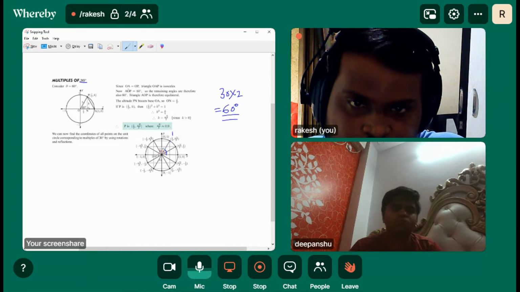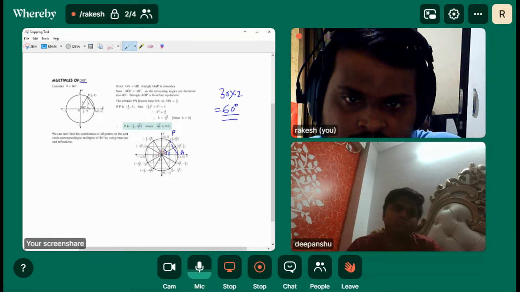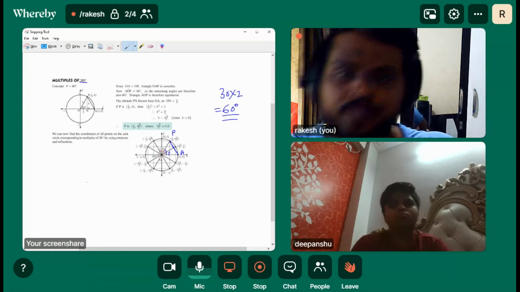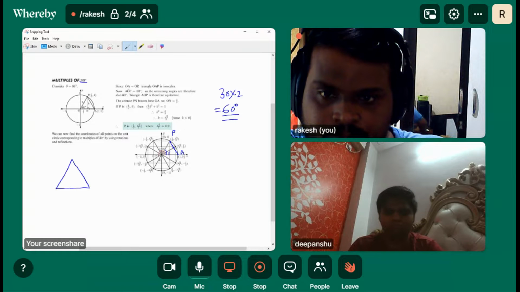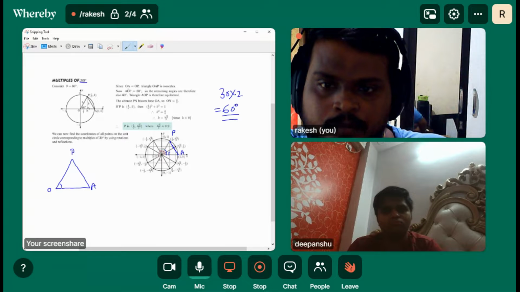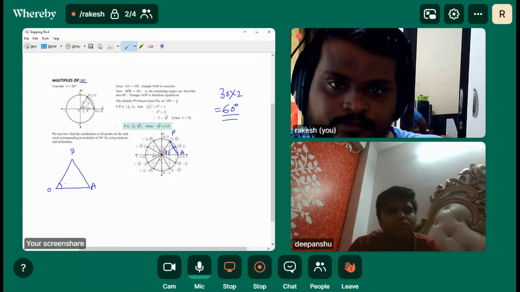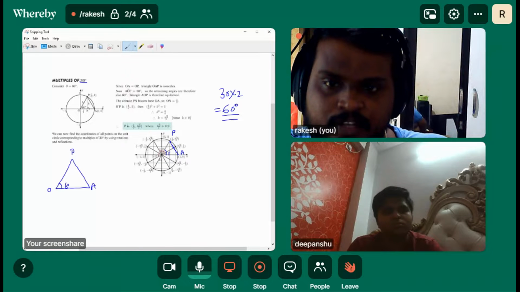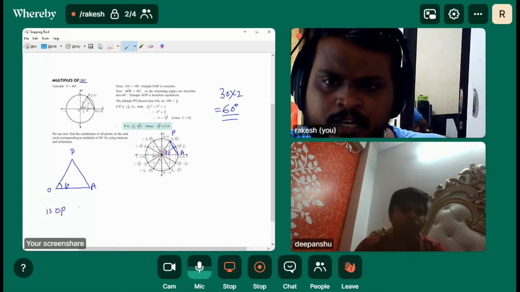So this point is P. I have drawn a perpendicular line here, and I'll connect this point. Let's say this is A. In this case, this point is A. So I have connected point P, A. Triangle PAO. What is this angle? How much? 60 degree. Now, are OP and OA equal?